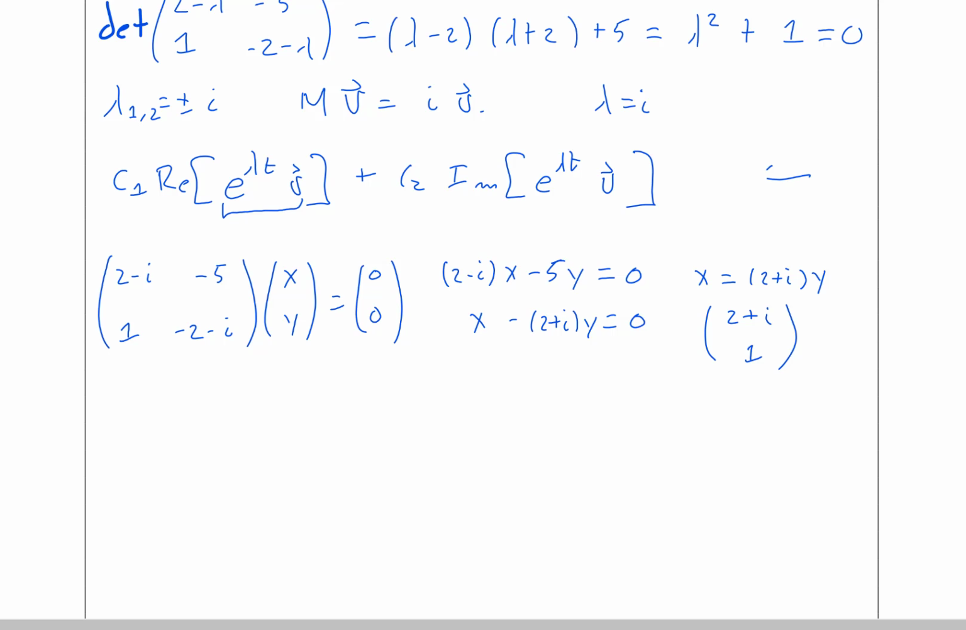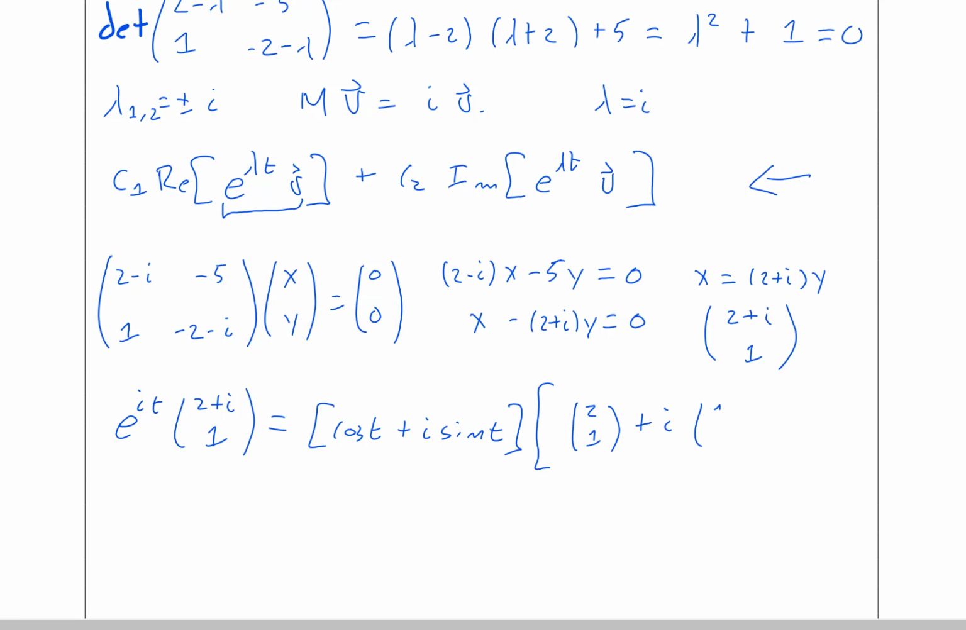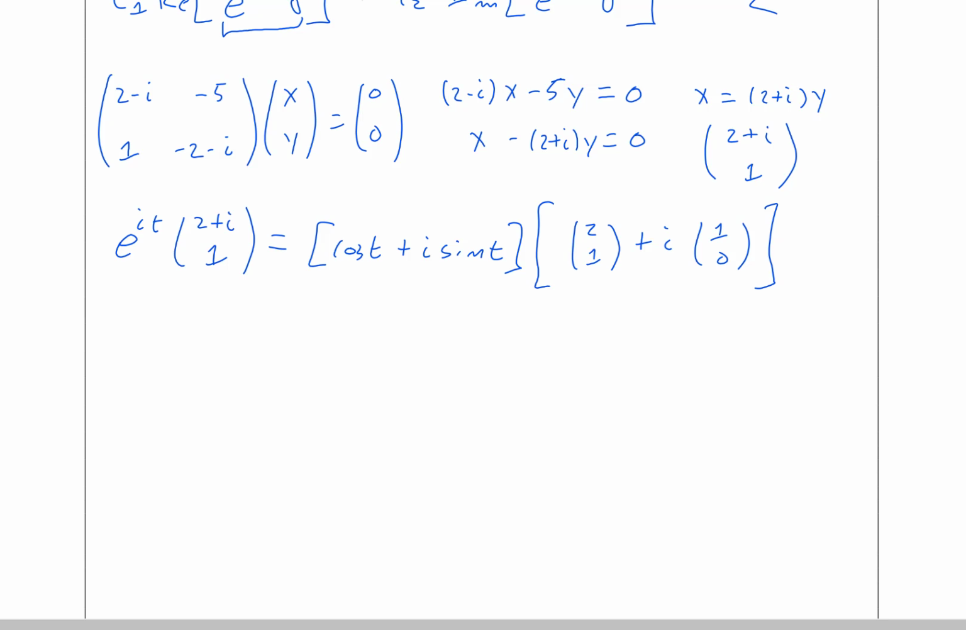So in other words, to find the general solution, we need to find the real and imaginary parts of e to the it times (2 plus i, 1). Splitting the vector into real and imaginary parts is kind of intuitive, but remember, to do the exponential part, we're going to have to write e to the it as cosine t plus i sine t, and I'm going to split the vector into its real and imaginary parts. So this is (2, 1) plus i times (1, 0).